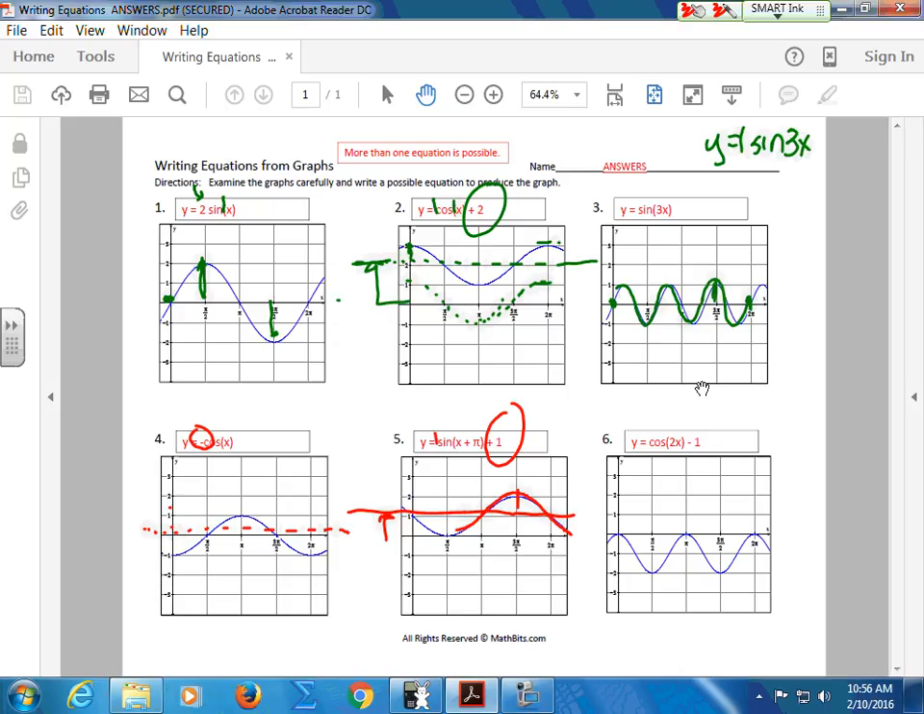But normally, I would start over here. It looks like it's a cosine, right? It looks like a cosine. But cosine, that would have been my highest. This is my highest here. So technically, it's a sine curve.